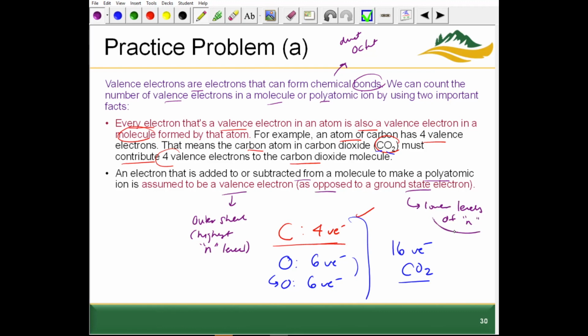Electrons in lower levels of n are closer to the nucleus. They will not participate in bonding. It's the valence electrons in the outermost shell that will participate in bonding. They're further from the nucleus. They have more flexibility to be shared between atoms.